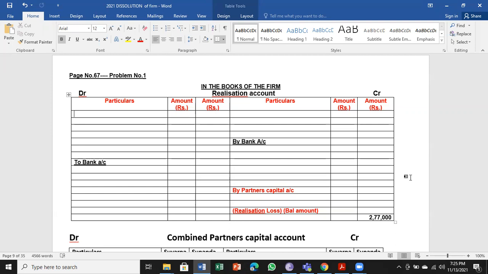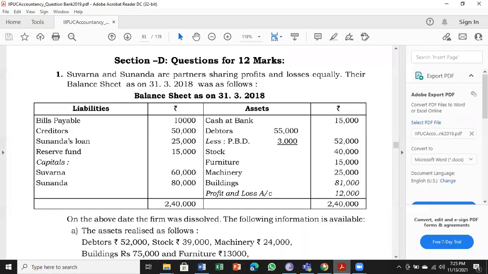Opposite side, you can see reserve fund is a profit. You take it on the credit side by partners, by reserve fund in the partners capital. So like that. So loss will be debited to partners. The profit is credited to partners. So we'll start with assets. First asset realizable one is debtors 55,000.